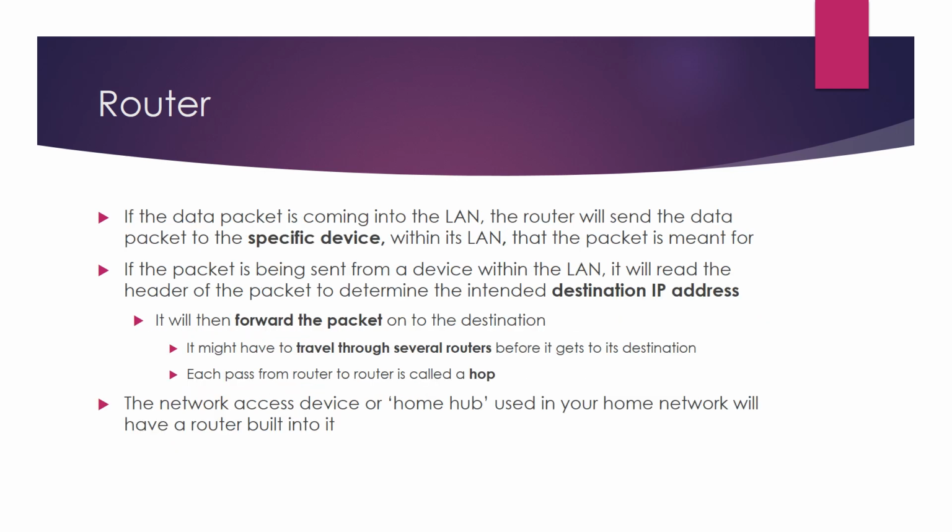If the data packet is coming into the LAN, the router will send the data packet to the specific device within its LAN that the packet is meant for. If the packet is being sent from a device within the LAN, the router will read the header of the packet to determine the intended destination IP address. It will then forward the packet on to the destination. It might have to travel through several routers before it gets to its destination. Each pass from router to router is called a hop. The network access device or home hub used in your home network will have a router built into it.